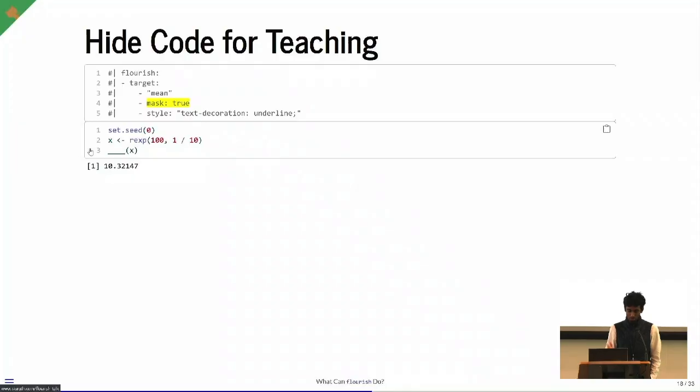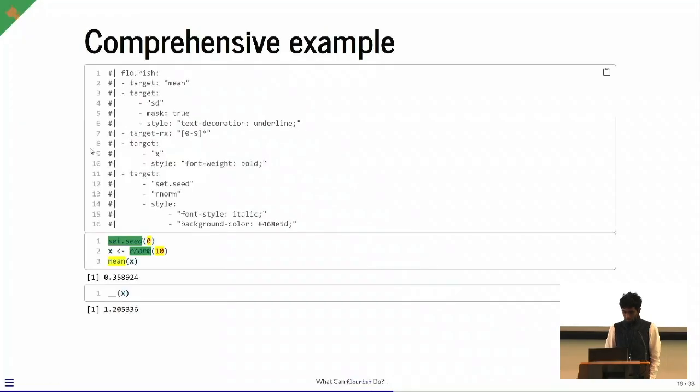What kind of function would get you somewhere around 10 mean? So here's a comprehensive example. If you want one slide to look at to kind of tell you how to use Flourish, this would be it. Again, the slides are posted, and you can see some of this in the GitHub repo.